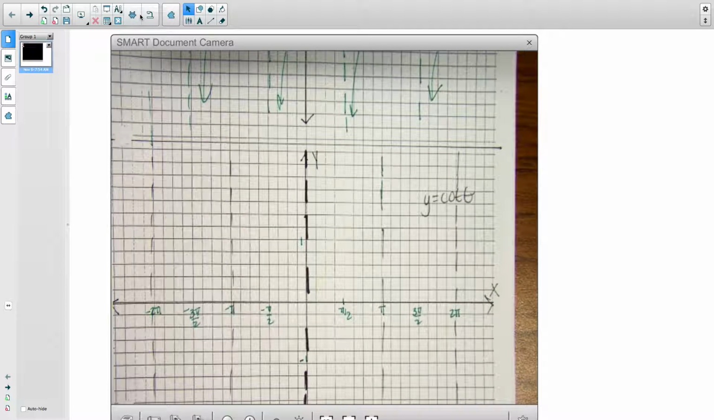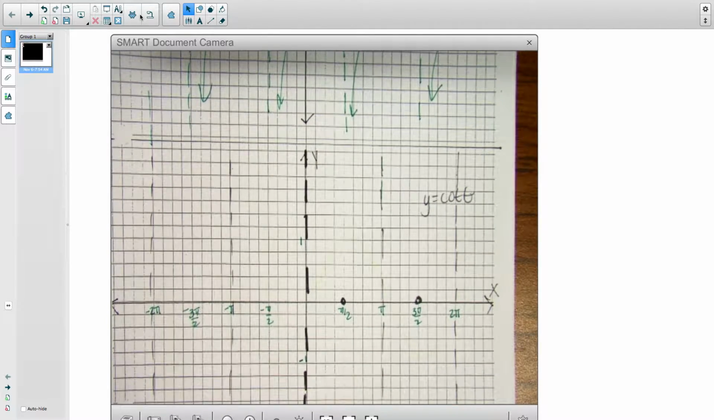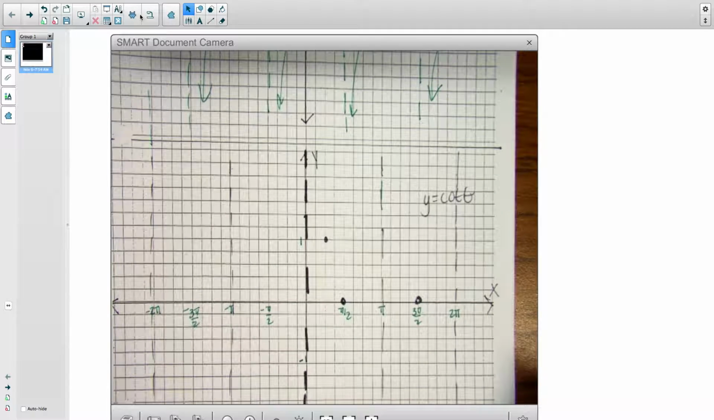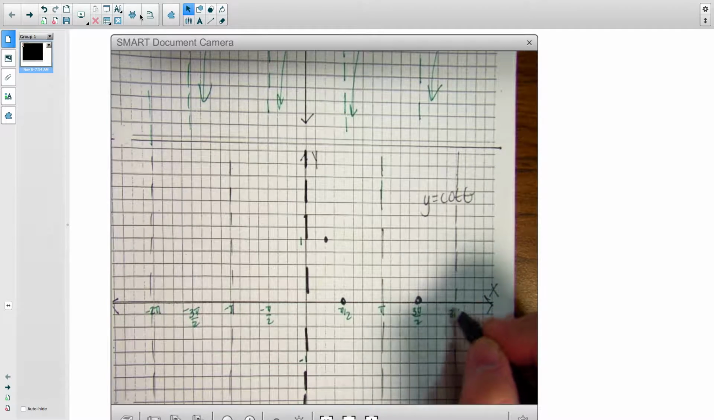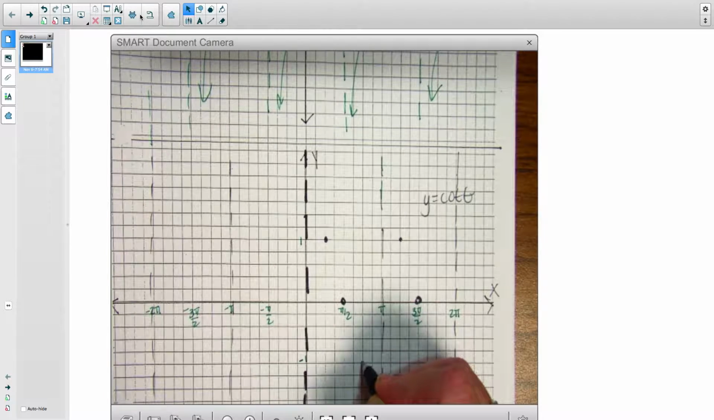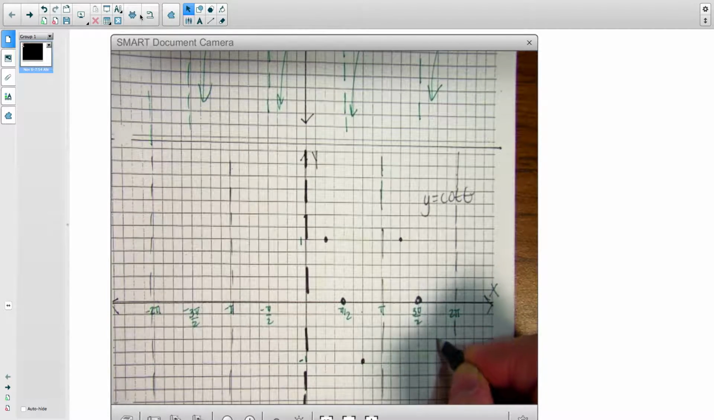All right, where's our zeros for cotangent? Pi over 2 and 3 pi over 2. Where do I have a 1? Pi over 4 and 5 pi over 4, which lands halfway between pi and 3 pi over 2. And then our negative ones here and here.